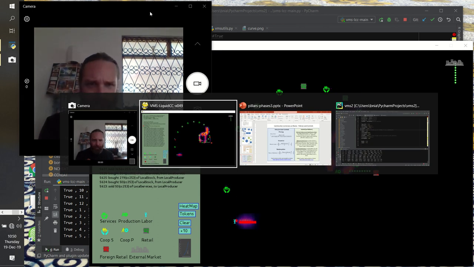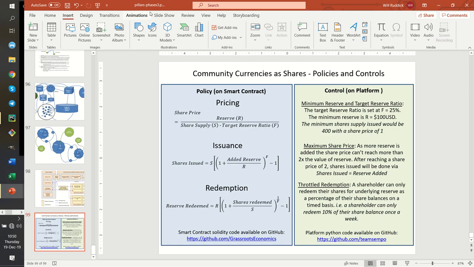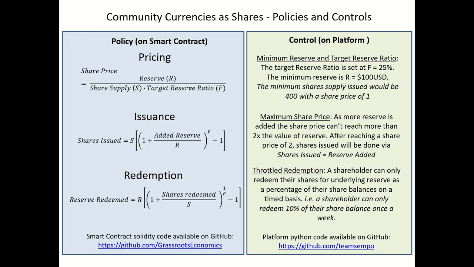So this is going to be a little bit technical, but not too bad. The idea is that we've got two sets of controls or policies here. One that we call policies, on the left here, is things like pricing, issuance, and redemption. These equations are written into the smart contract, and you can see on GitHub what that smart contract looked like. They're derived from what Bancor is using in their smart contracts as well. And then we have controls on top of that. And right now those are being managed on the platform level that's being created by Sempo.